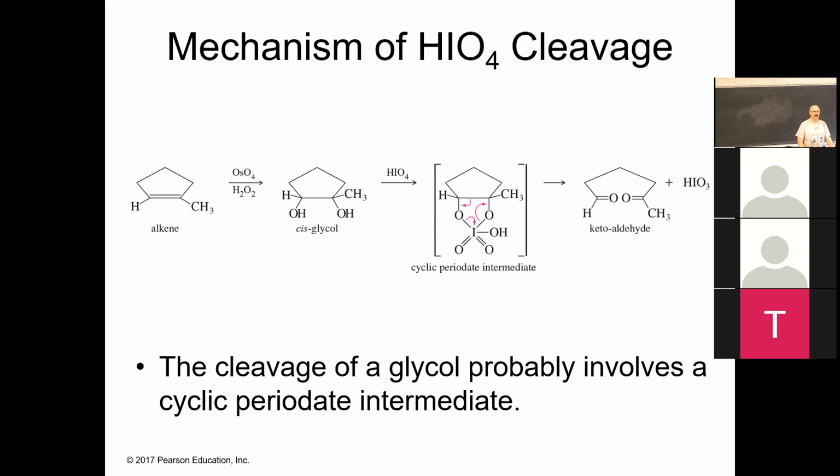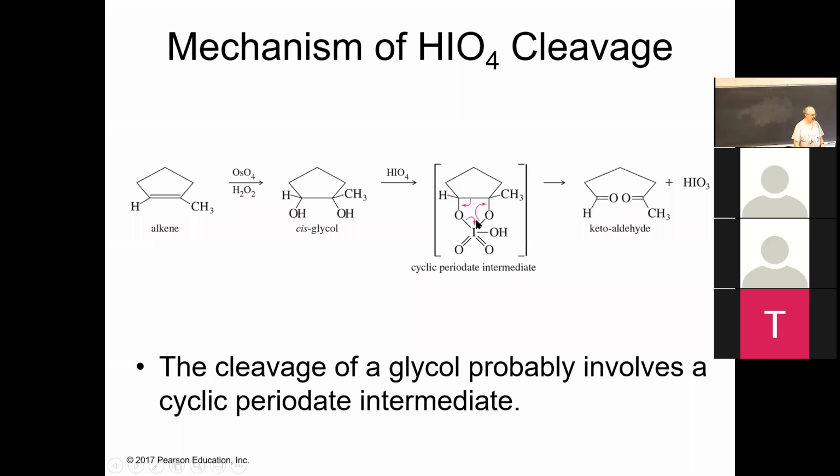All right, here's the mechanism of HIO4 cleavage. We actually get an intermediate which looks a lot like the intermediate in the OsO4 reaction and in the cold dilute permanganate reaction. So we have a cis glycol. That turns out to be important. These groups have to be cis.